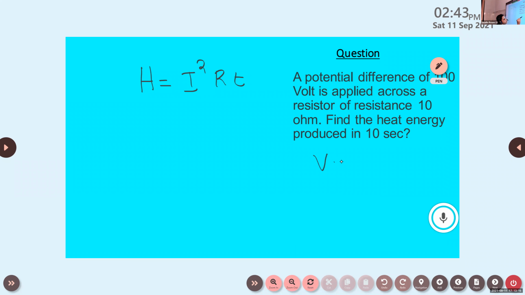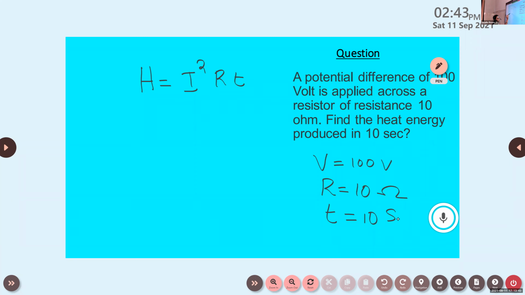V is equal to 100 volt. And resistance R is equal to 10 ohm. And the time is also given. Time T is equal to 10 seconds. Right? But the equation is H is equal to I square RT. Here the term current is not provided. So we can convert this equation in terms of Ohm's law.